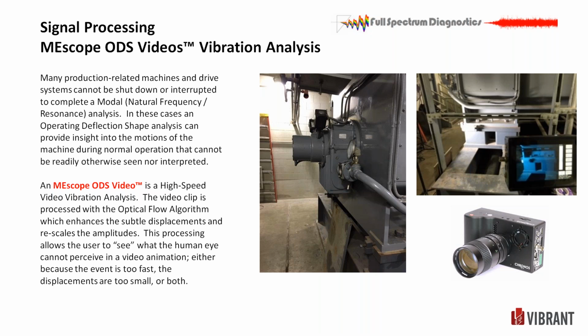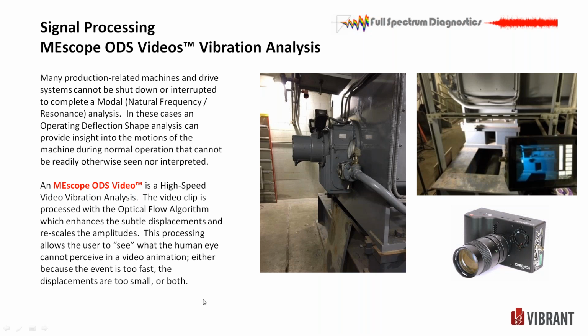We use about 10% of that in our analysis, because it's amazing how much data you have at 1.3 million pixels. So what we have is a high-speed analysis. The video clip is processed with what's called an optical flow algorithm. It enhances the displacement, rescales the amplitudes, and allows the user to see what your eye can't see, either because the event's too fast, the displacements are too small, or most of the time both, too fast and too small.